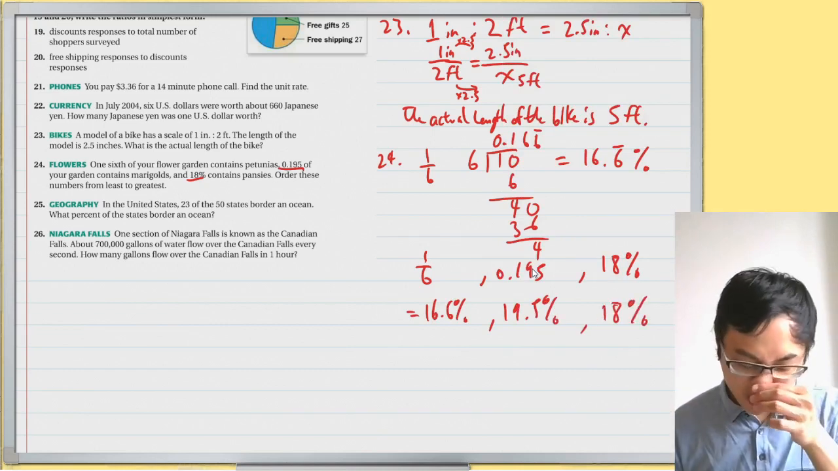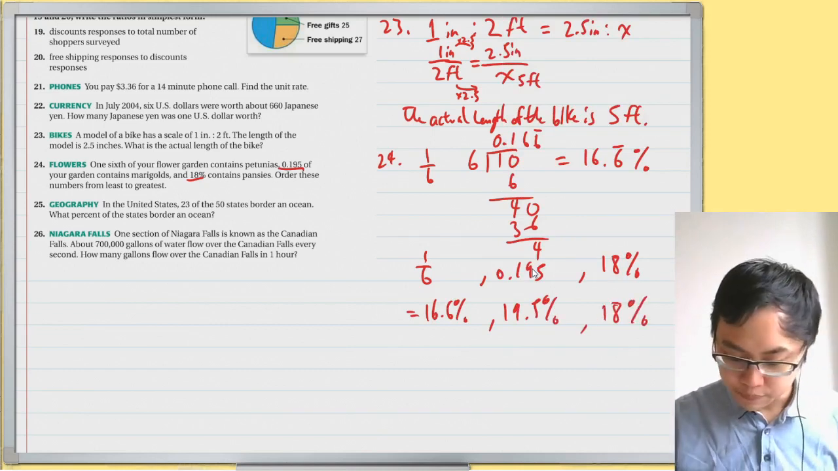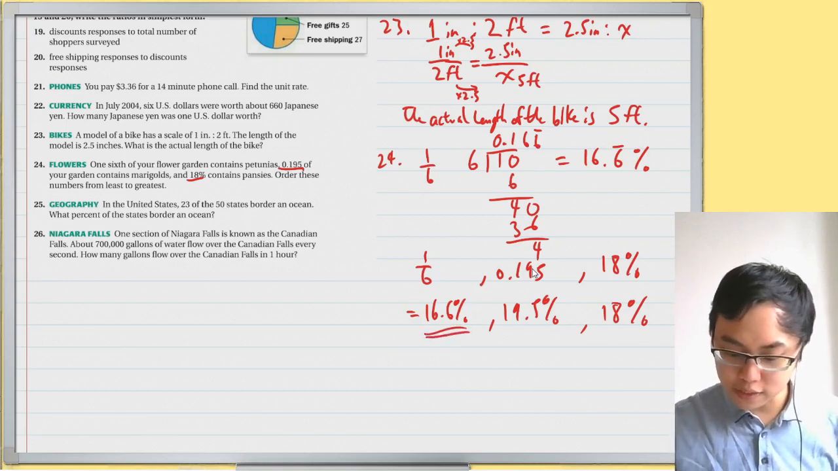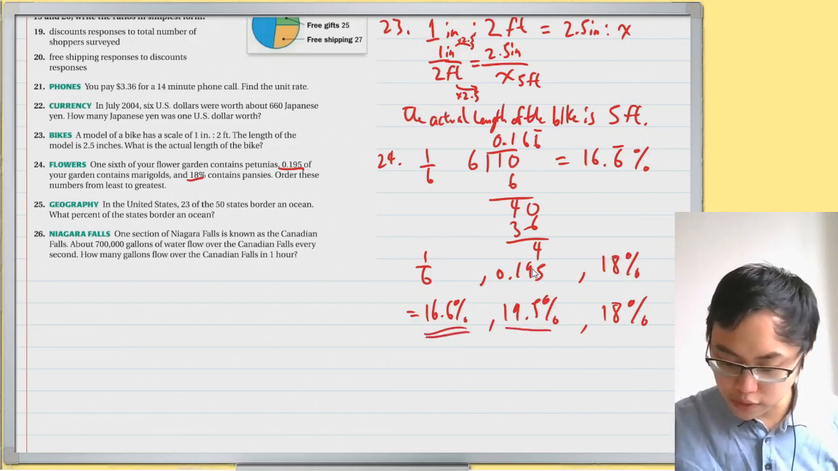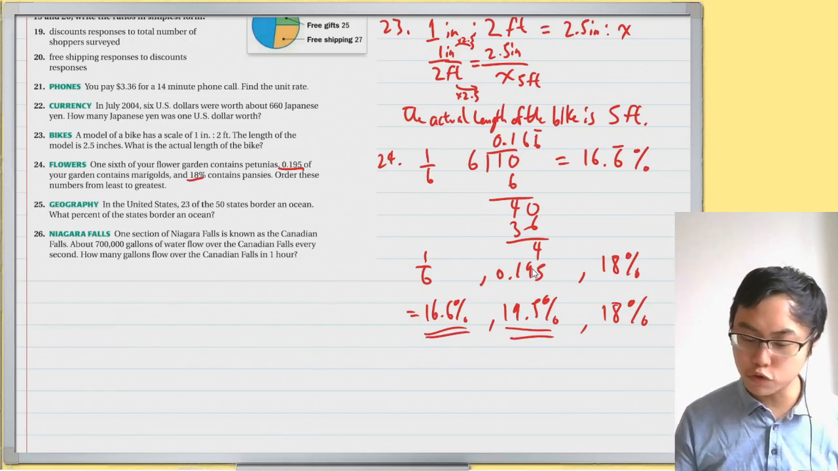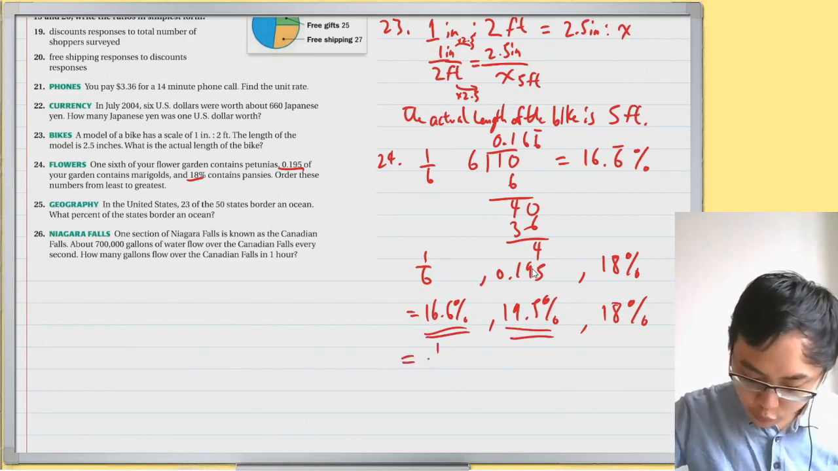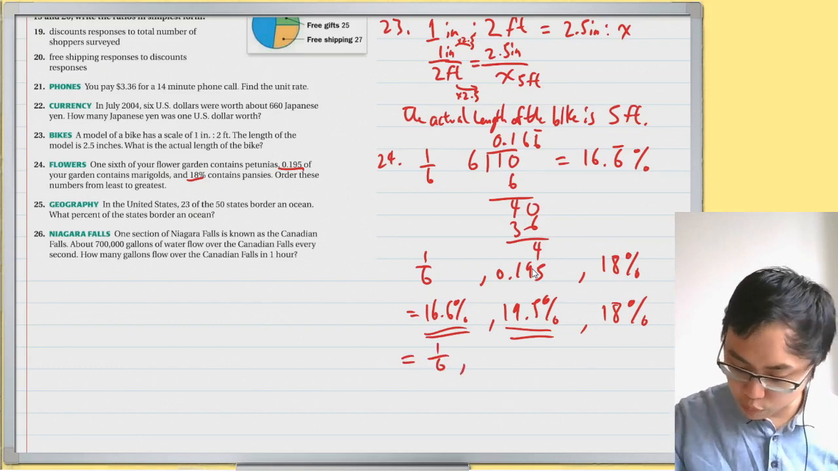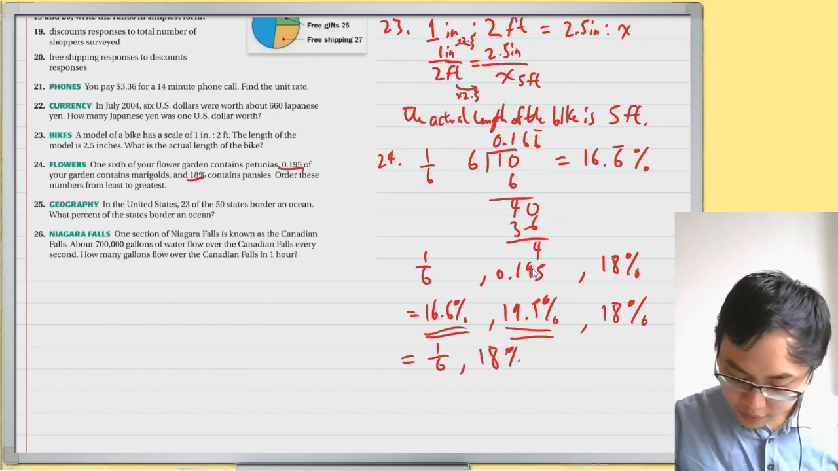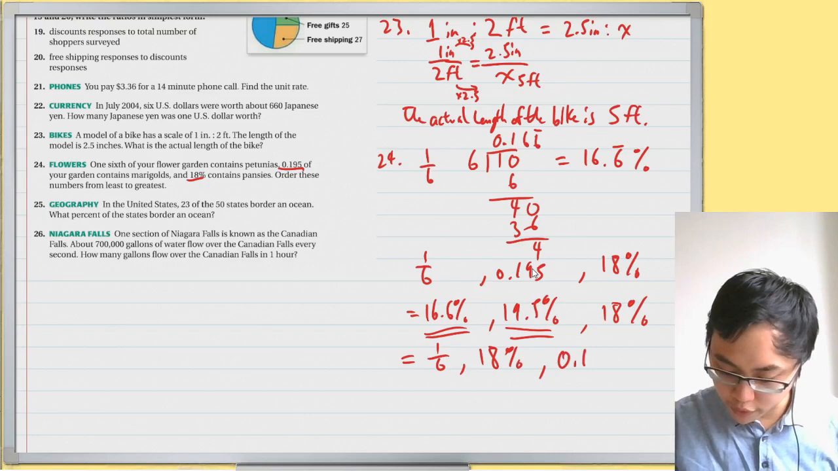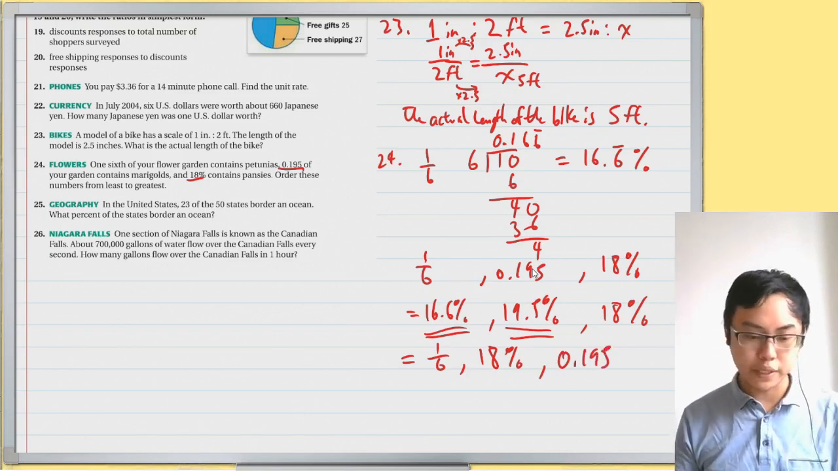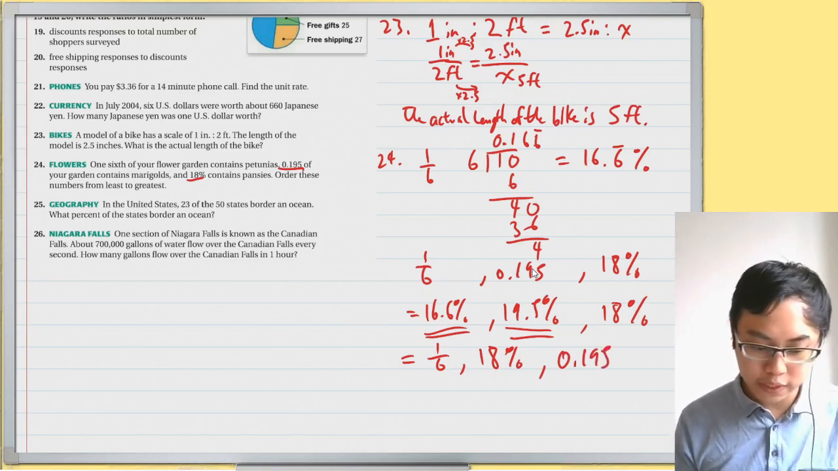Now which one is the smallest, from least to greatest? This one is smallest, so that stays, and then this one, 19.5, will be greatest. So we're going to move things around now. We're going to order them back into the original state. 1/6 is the smallest, then we have 18%, and then lastly we have 0.195 as the biggest one. So that's how we order them from least to greatest.